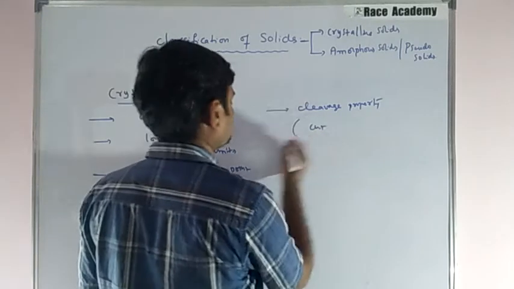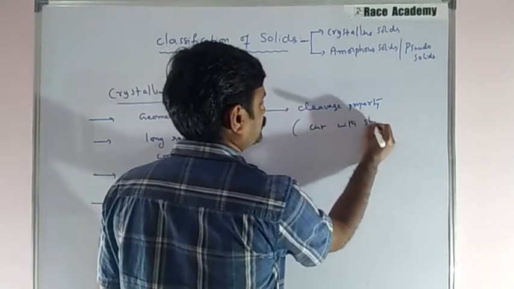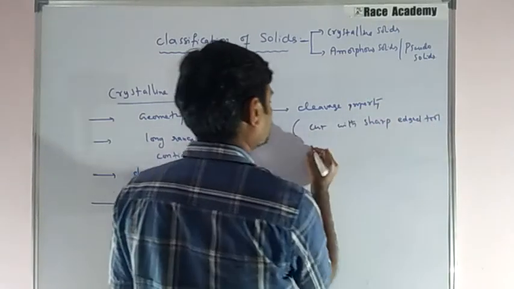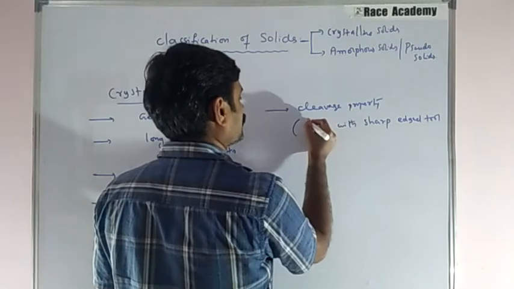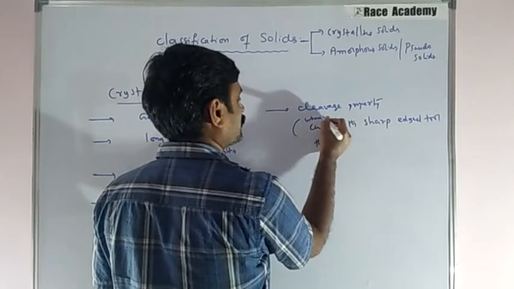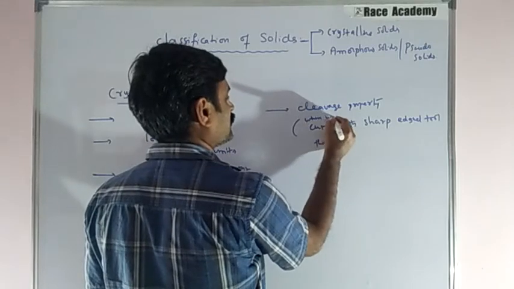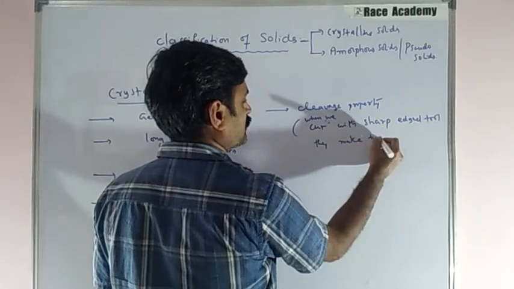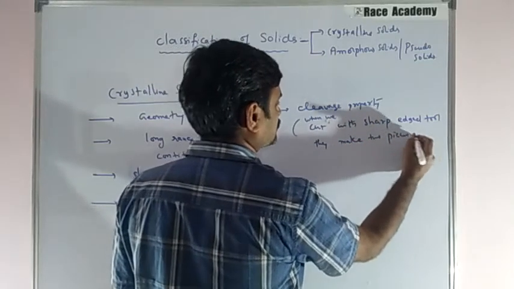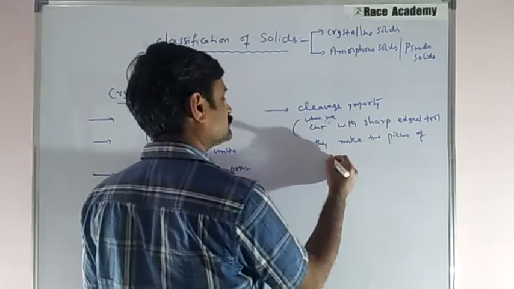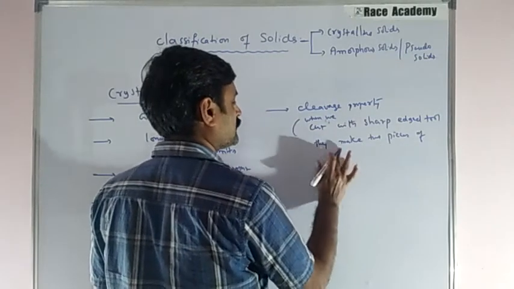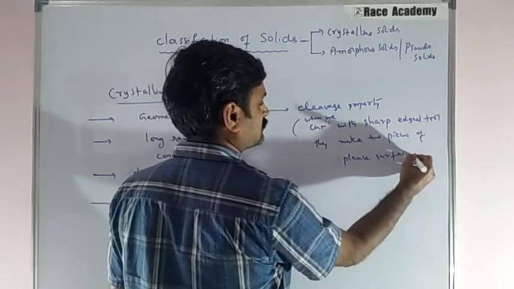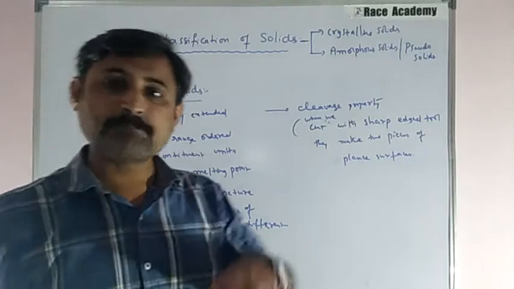When you cut with a sharp edged tool, they make two pieces of plane surfaces. Plane surfaces. We can say planar surfaces.